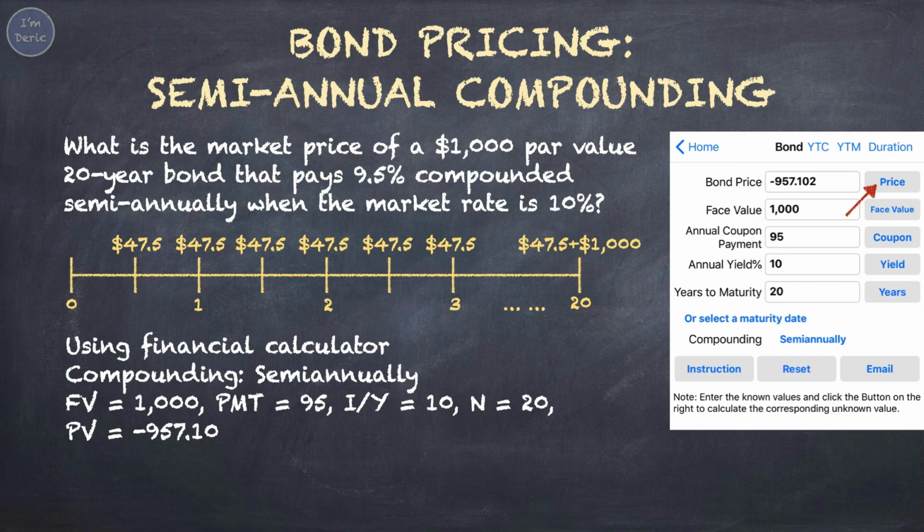Last step, press price. You will get the PV, which is the bond price equals negative $957.10. Negative means this is a payment.